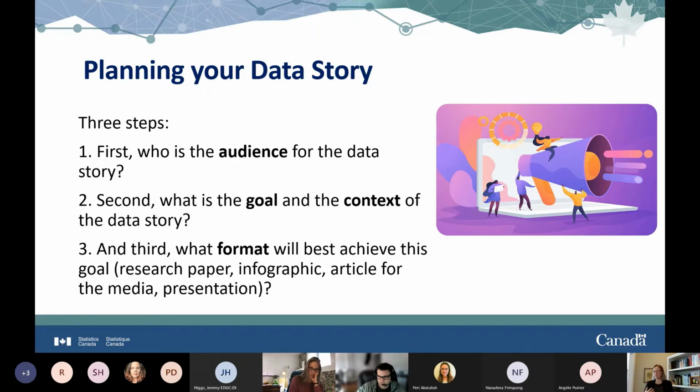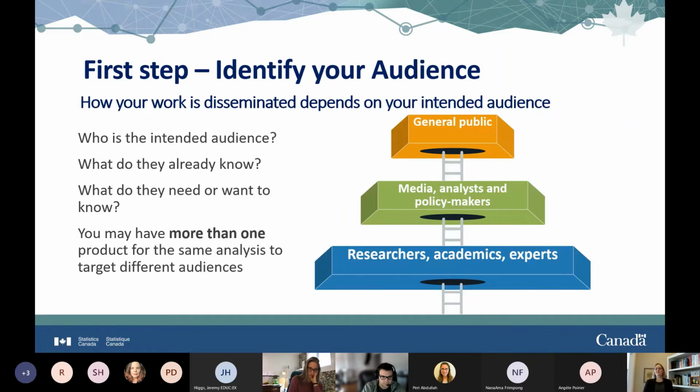Are you writing a research paper, an infographic, an article for the media, et cetera? Or maybe you are producing many products for the same analysis. It's good to know right at the beginning. The first step is probably the most important one, identify your audience. How your work is disseminated will depend on your intended audience. How you write your work will depend on your intended audience.